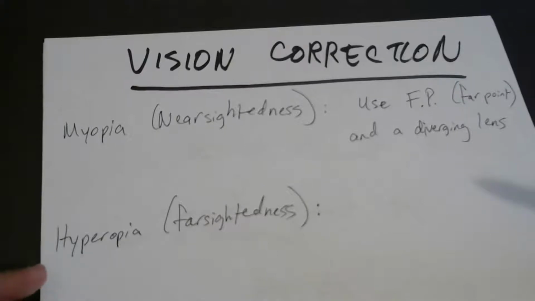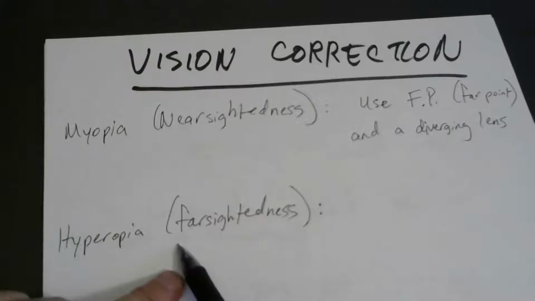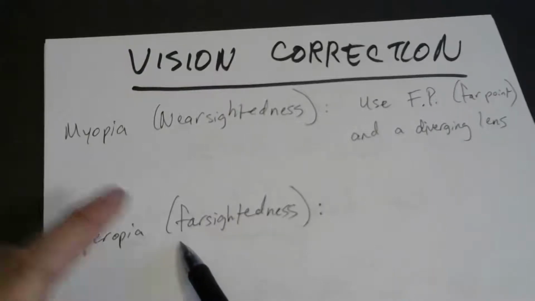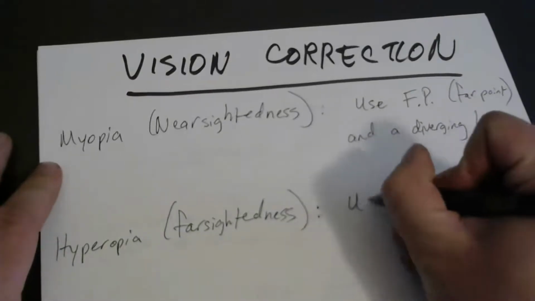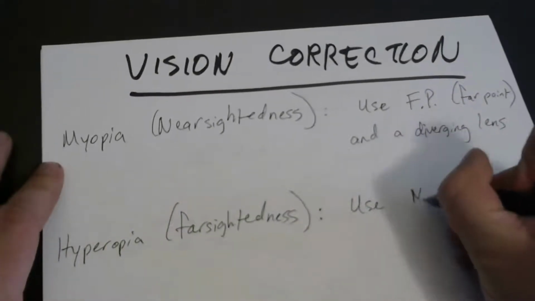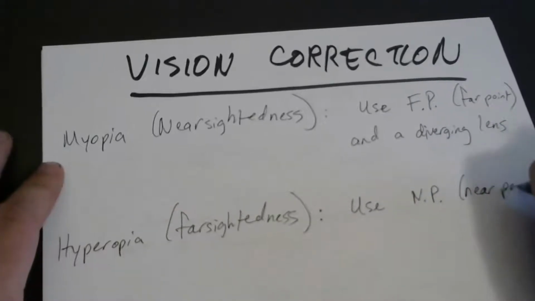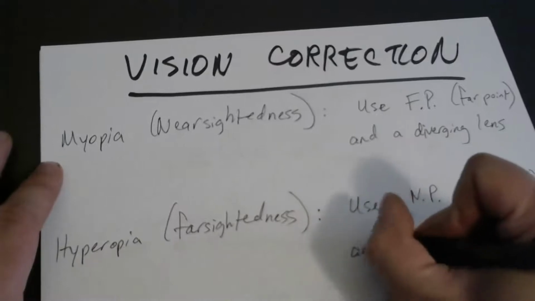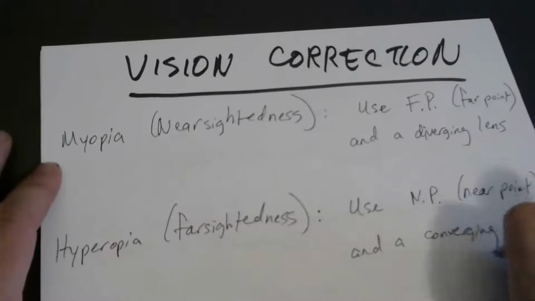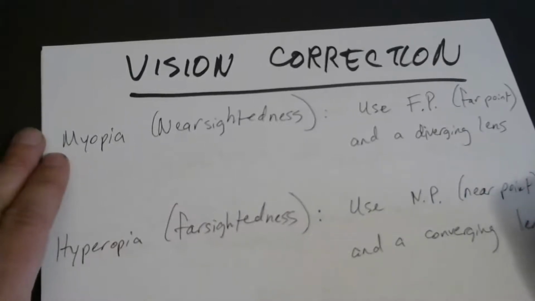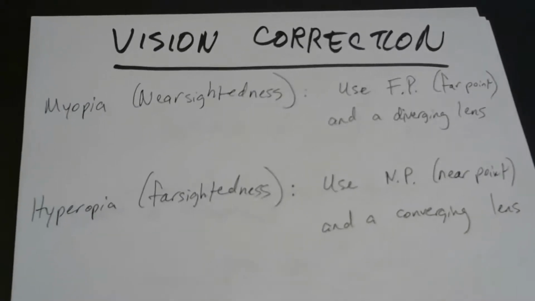So people who are hyperopic can see far away. They're good at seeing things that are far away. They have a tough time focusing on things that are near. So for those people, you would use their near point, which I'll define in a moment, and a converging lens would be used to correct the defect.